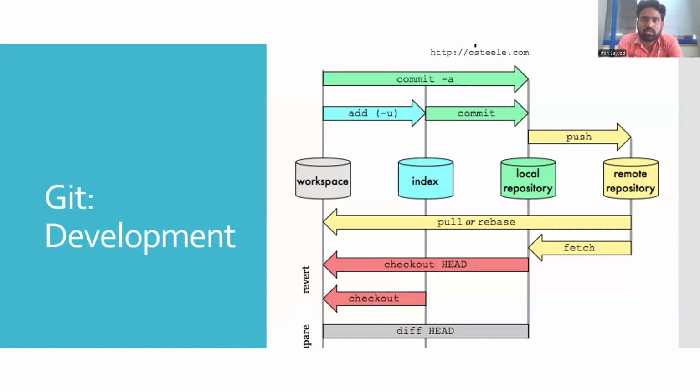We have already told you the three places: workspace, local repository, and then the final repository. So git commit -a means we are going to do a commit in our repository. With git add -u, we add changes and then commit the changes. The entire thing then goes to the final repository.